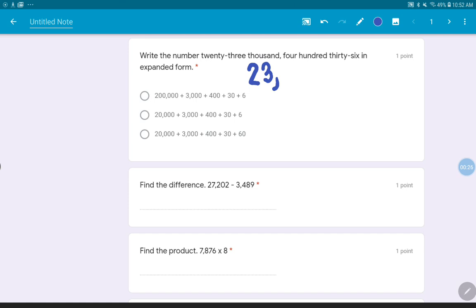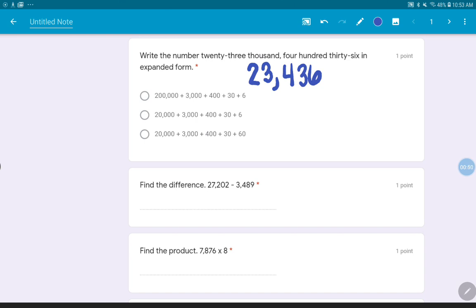23,000. That tells me I'm going to write 23, and it'll be in the thousands period. Then 436. So there's my number. I took it from word form to standard form. And then if we put that into expanded form, which choice is going to be correct, Harper?